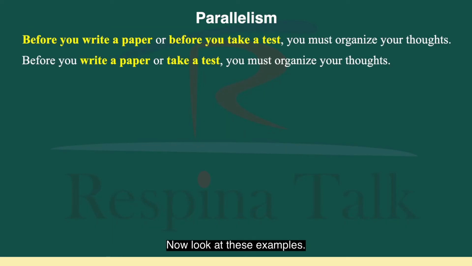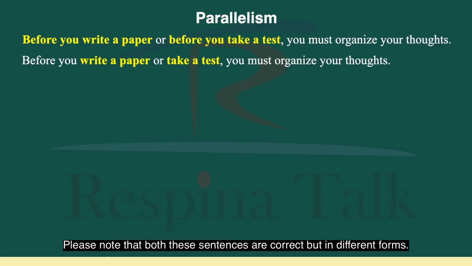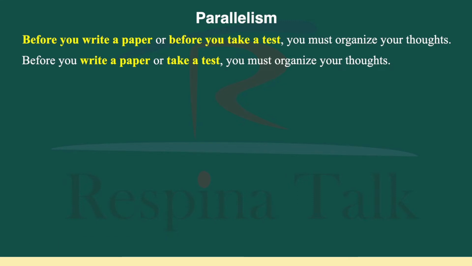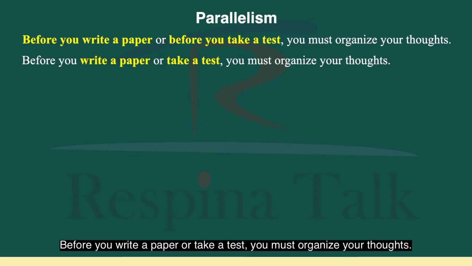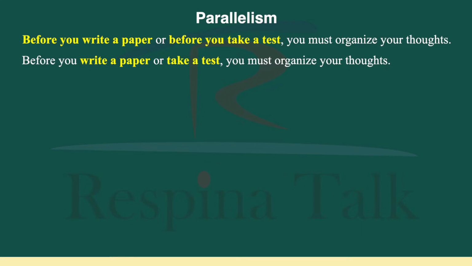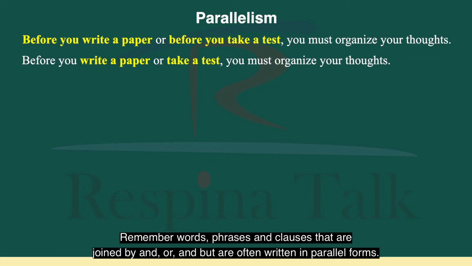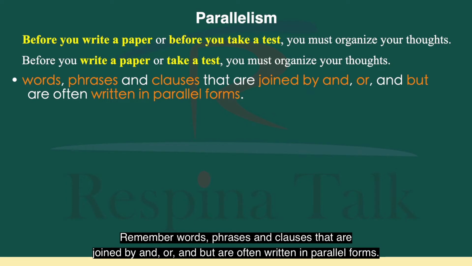Now, look at these examples. Please note that both these sentences are correct, but in different forms. Before you write a paper or before you take a test, you must organize your thoughts. Before you write a paper or take a test, you must organize your thoughts. In this sentence, the word before is factored in, resulting in a better version. Remember, words, phrases, and clauses that are joined by and, or, and but are often written in parallel forms.